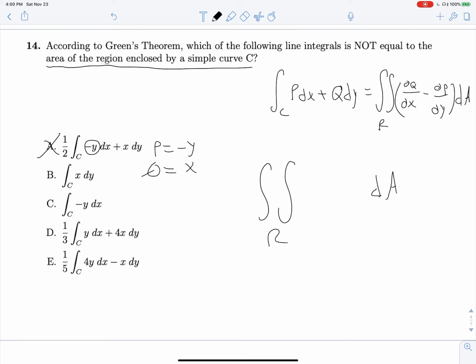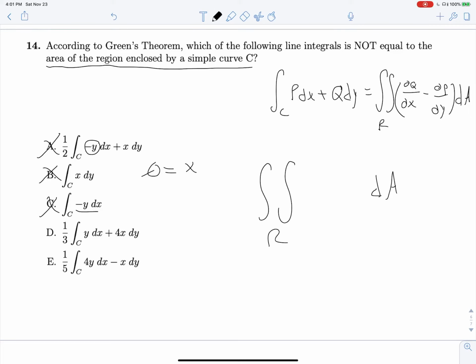So A definitely works. Okay, x dy, that is the same thing as saying Q equals x. So partial Q partial x is going to be 1. Our coefficient out here is just 1. So this is 1 dA, and that works. The same thing applies for negative y dx, because assigning that to P, the double negative of y is just going to give us 1.